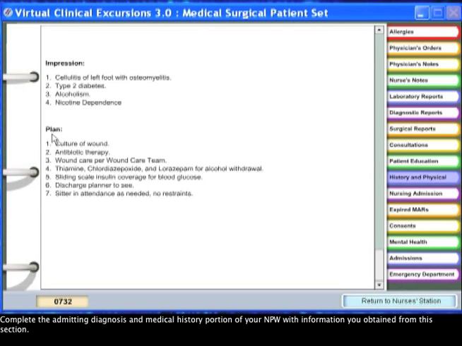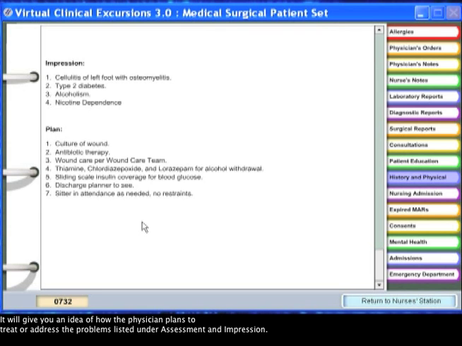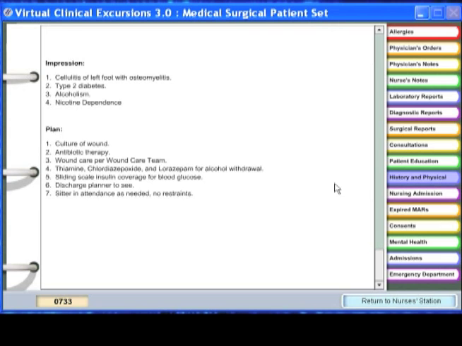The patient's plan of care is listed under Plan. It will give you an idea of how the physician plans to treat or address the problems listed under Assessment and Impression. You can review the rest of the history and physical later on as you get to know your patient.